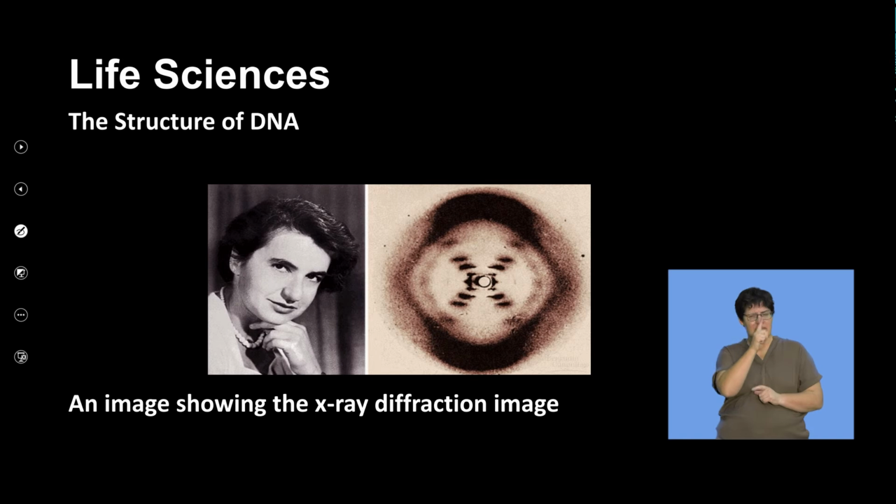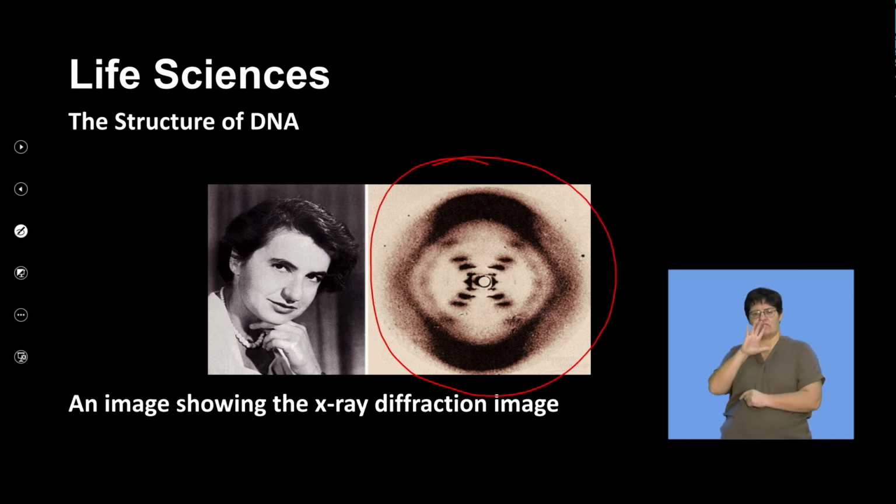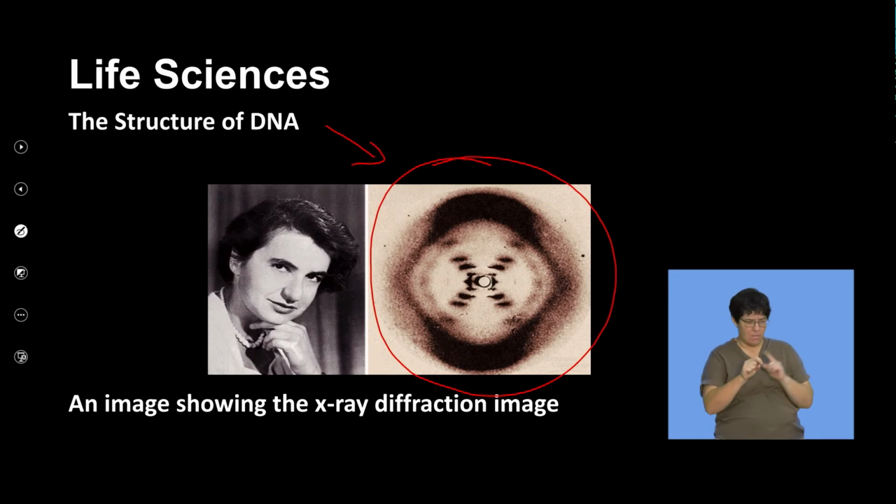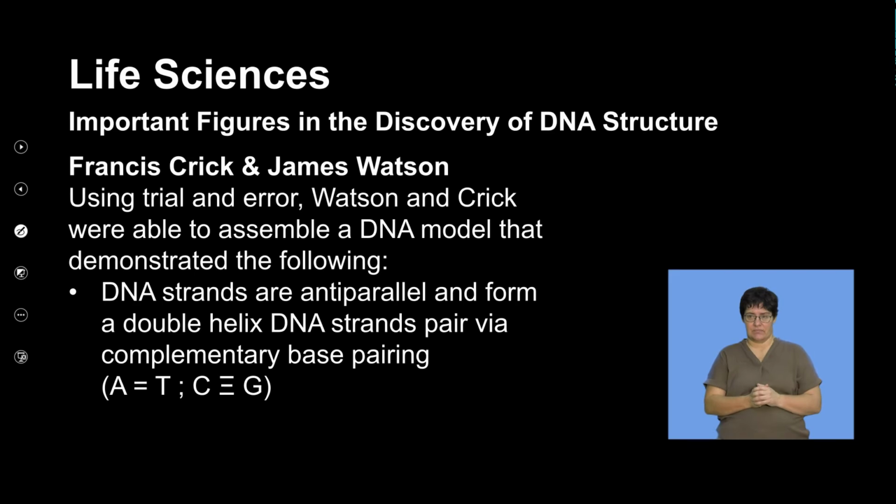Later on, she produced an image called Image 51, a famous image that was shared with Watson and Crick, and they used this image to put together, with their calculations and findings, what their model would look like. Francis Crick and James Watson were the significant contributors who were recognized with discovering the structure of DNA. They used a process of trial and error with a whole lot of other calculations that they put together, along with the image that I just showed you now. And Watson and Crick were able to assemble a model of what DNA looked like.